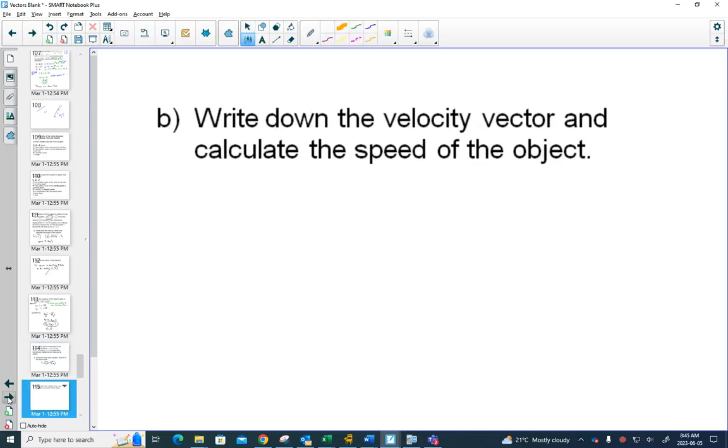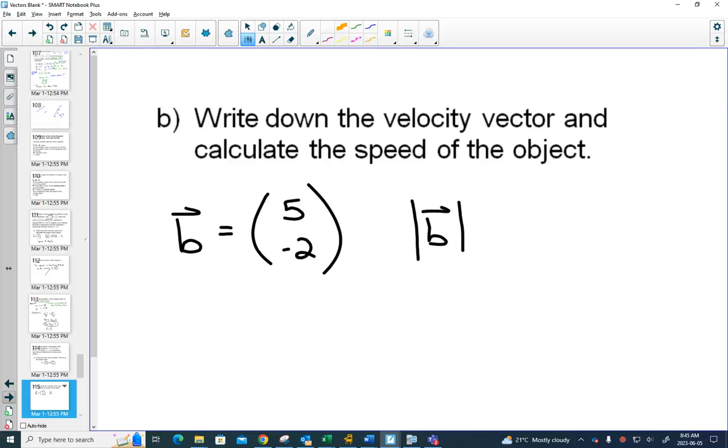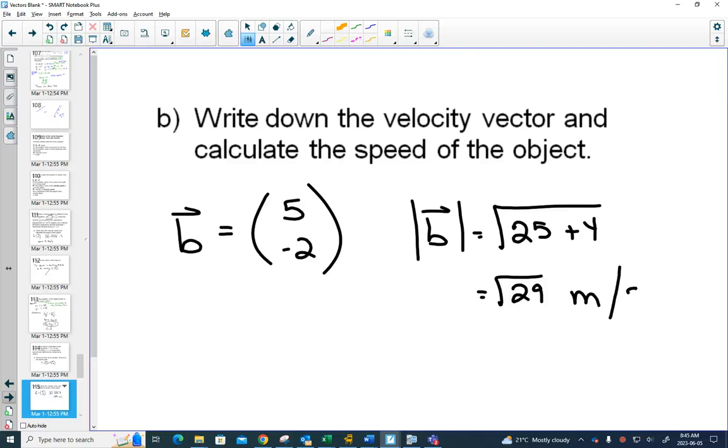Write down the velocity vector. The velocity vector is 5 and negative 2. And the speed will be root 29. Again, we should look at what are the units used here. In this case, it is meters and seconds, so your speed will be the square root of 29 meters per second.